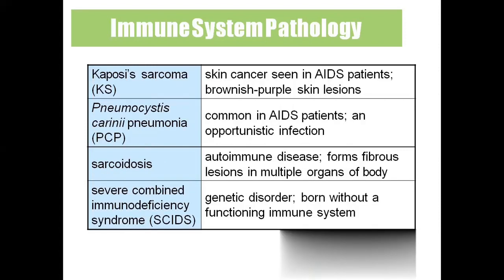Kaposi sarcoma, which is skin cancer in the AIDS patient. And Pneumocystis pneumonia. This is also an opportunistic infection, particularly in the AIDS patient. Sarcoidosis, which is an autoimmune disease forming fibrous lesions in many organs. Severe combined immunodeficiency syndrome, which is a genetic disorder. Usually the baby will be born without a functioning immune system.